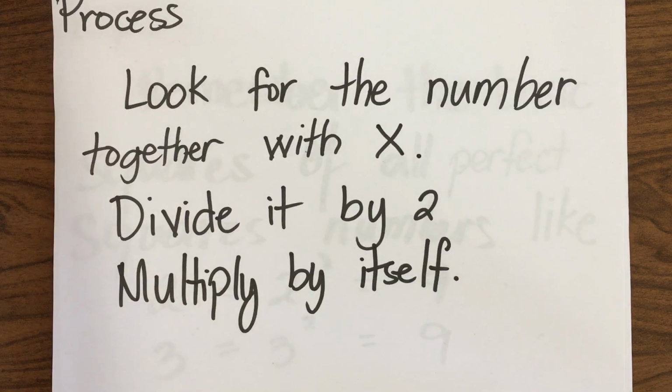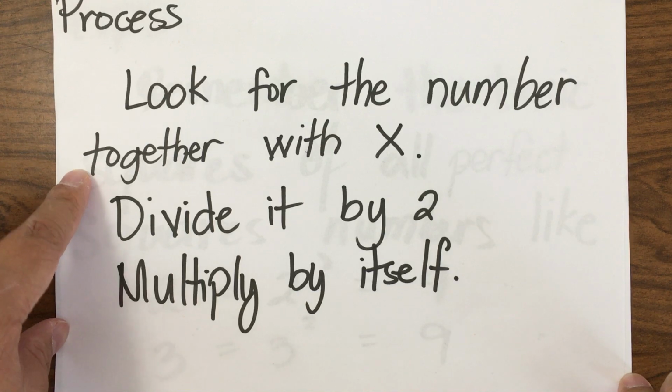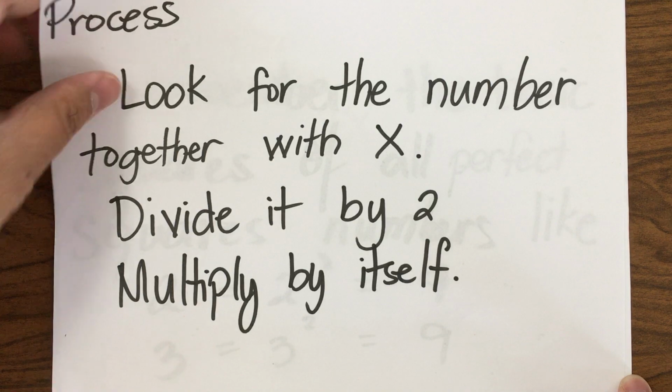So the process would be, I want you to look for the number together with x, you divide it by 2 and then you multiply it by itself.